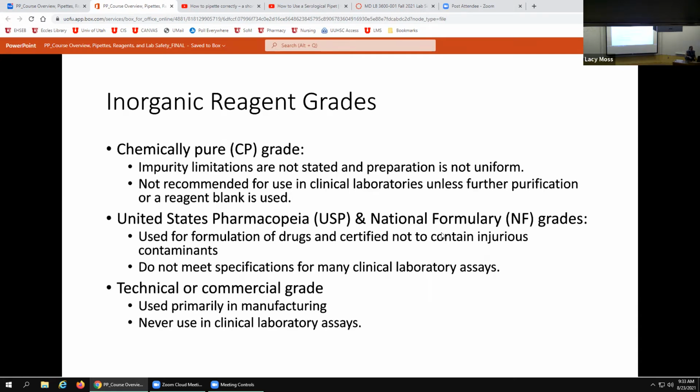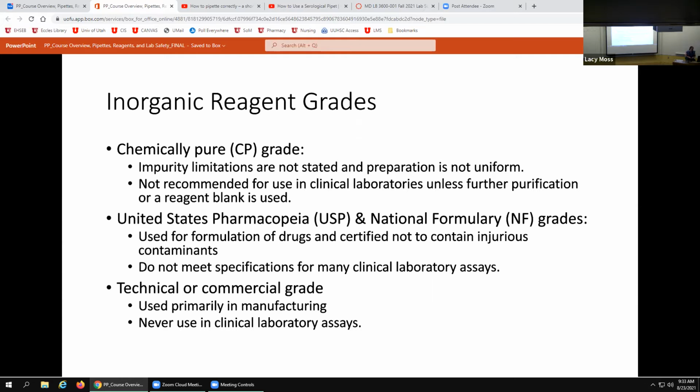General rule for life. All right, then you have chemically pure grade. Impurity limitations are not stated and the preparation is not uniform. So this is just kind of like, we're going to do what we want. We know that what we're saying is in here is actually in here, but we have no idea what else is in there. So this is usually not suitable for the clinical lab unless additional purification steps are undergone in the lab or a reagent blank is used.